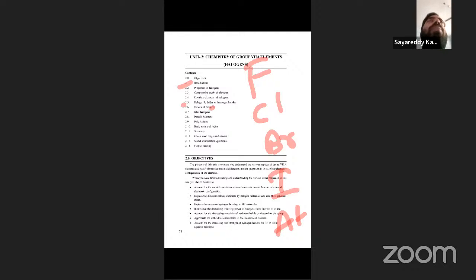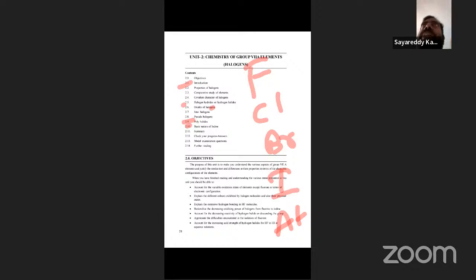Then interhalogens. The compounds formed between two different halogens, like ICl3 and IF5, are called interhalogens. Then pseudohalogens, then polyhalides, and finally the basic nature of iodine. These are the parts we are discussing in this lesson.